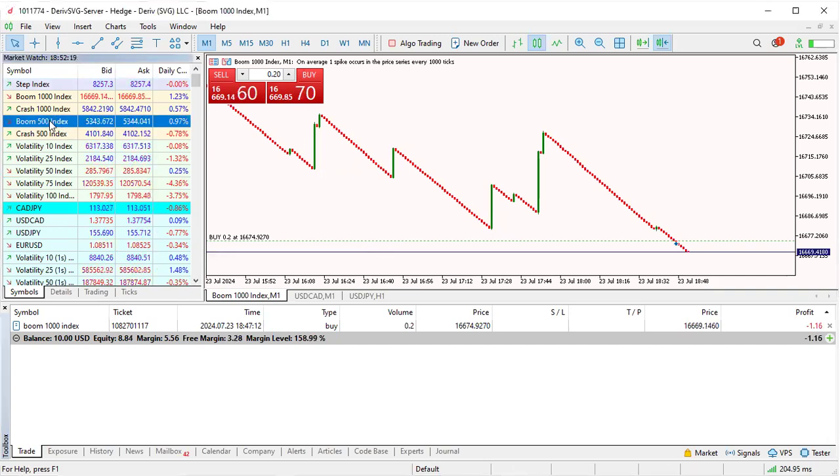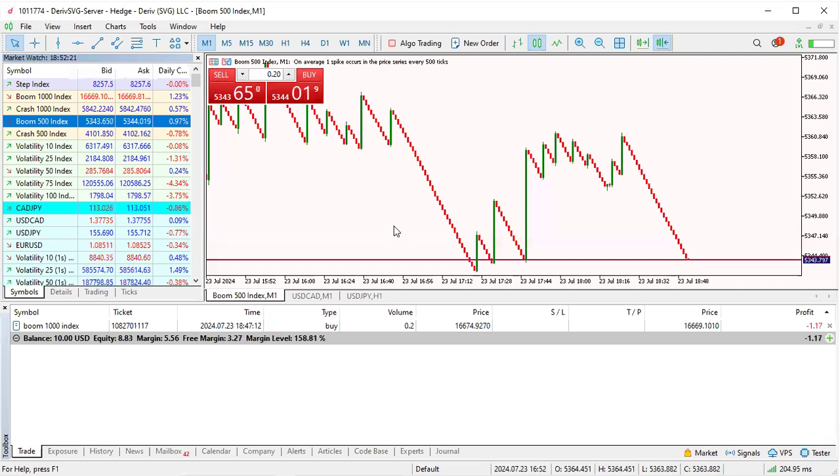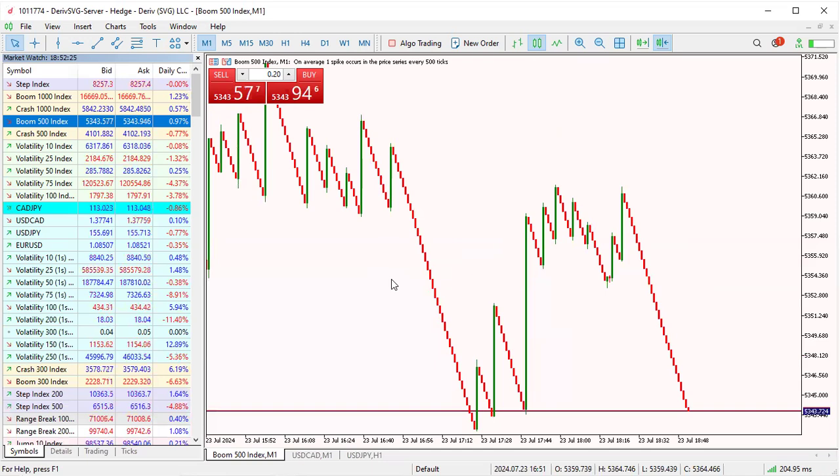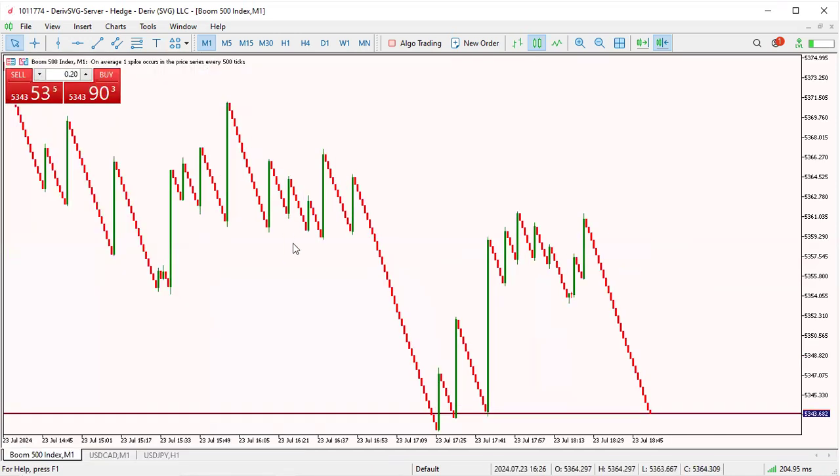Boom 500. Here we have boom 500. The behaviors are exactly the same. We gave an example of support. If you are a trader that uses patterns like me, I like breakouts. So you can also apply breakouts here, but then still on the breakouts, you have to follow the support levels. That is where you place your order. You hope for it to spike.